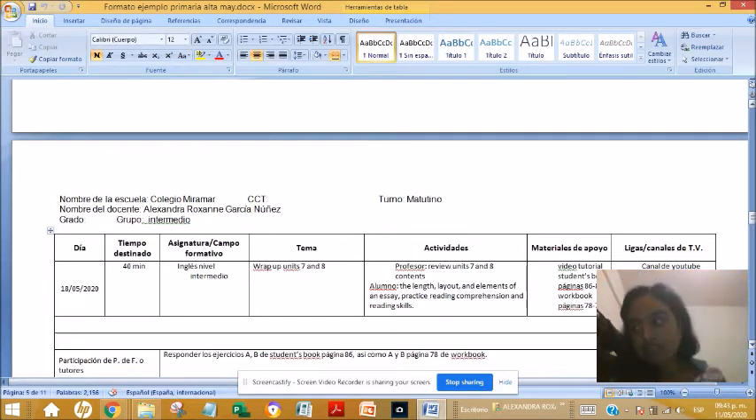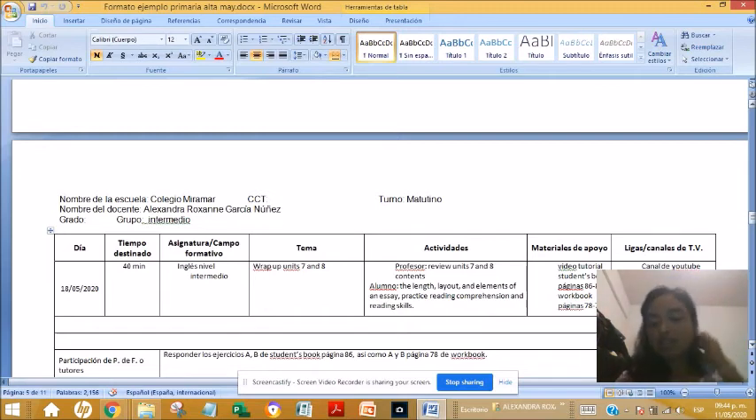Don't do page 79 from the workbook. This one, no, not yet. Nor page 87 from the student's book. That one we will do next week. So send me your pictures from pages, the student's book 86 and the workbook 78. Send me those two, okay?